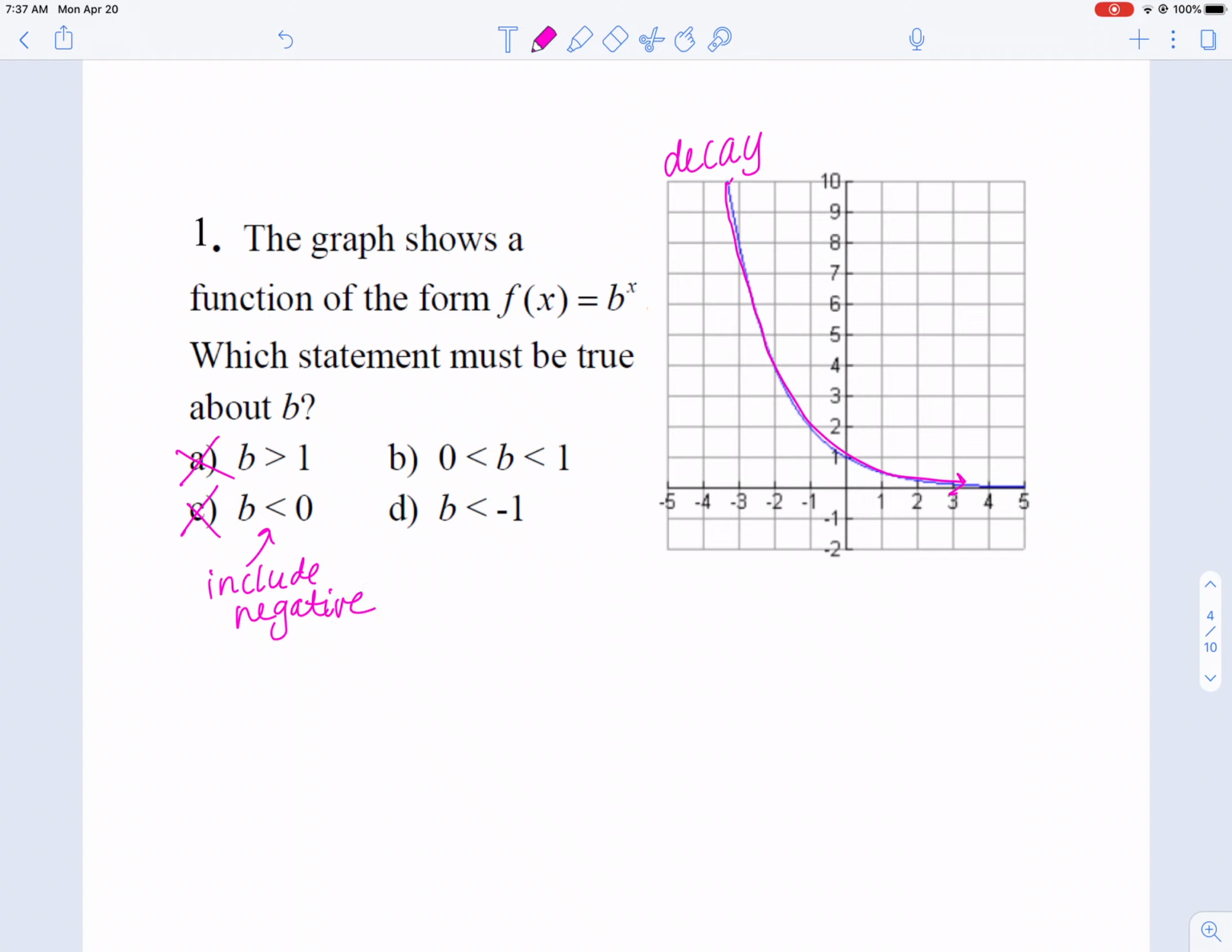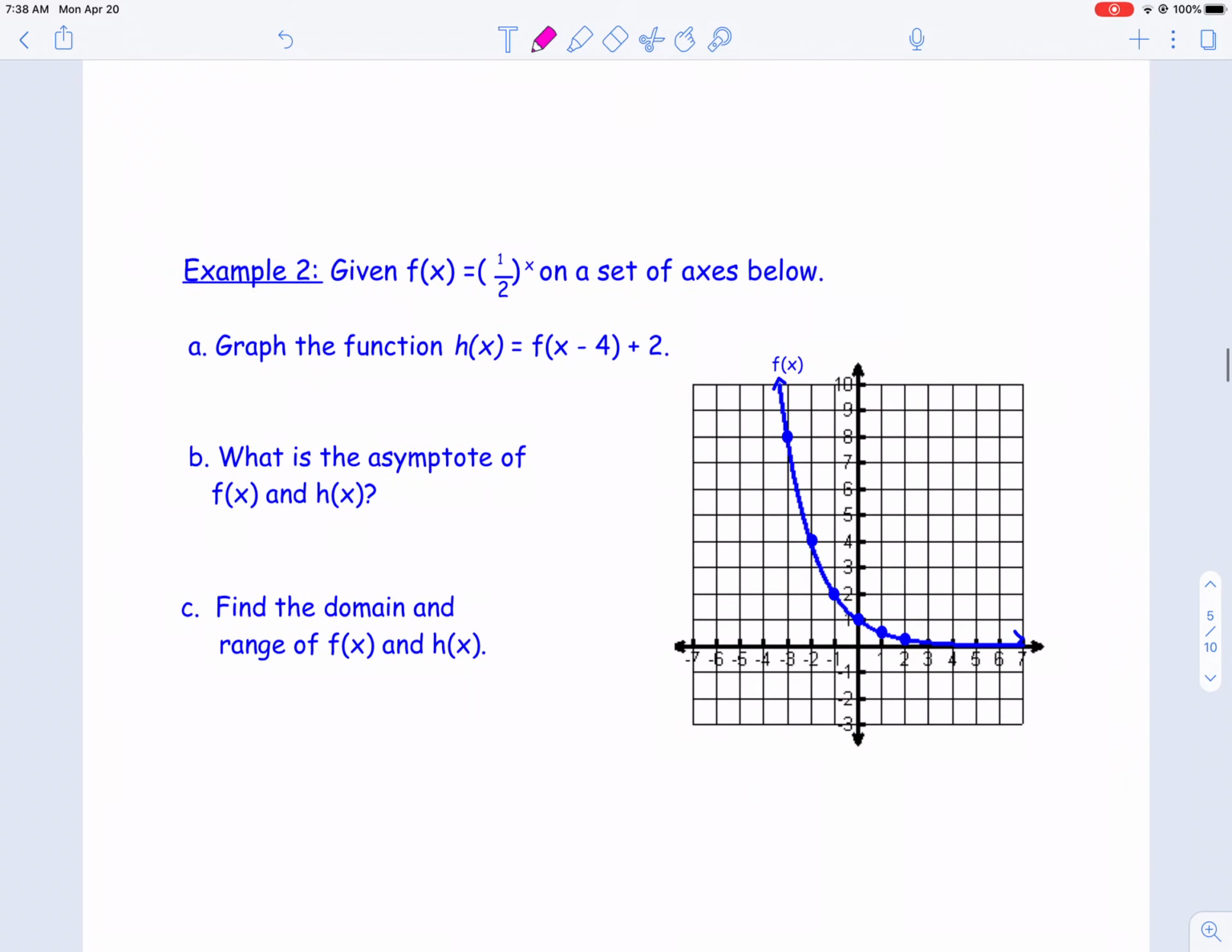So where would your base be? Right here. Everything in between 0 and 1. This is all fractions. I shouldn't say all fractions, but fractions that are in between 0 and 1. A half, a third, 3/4. That would be a decay. So your base in a graph that looks like that would be fractional between 0 and 1.